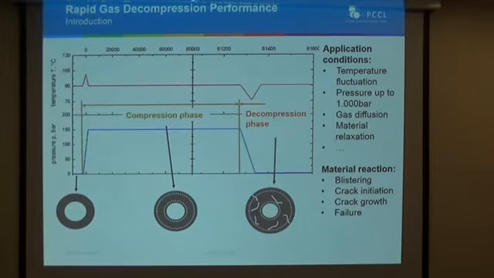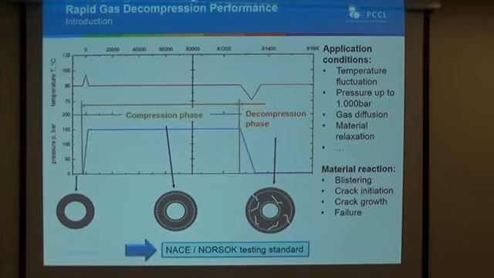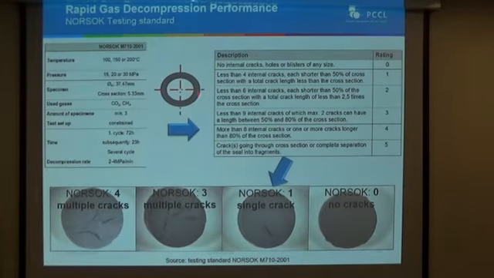To describe this, we have NORSOK testing standards. These testing standards use such components, see the next slide, with a defined temperature, a defined pressure, gases, and also time and depressurization rates. After we have applied this elastomeric material to the autoclave test or pressurization test, we cut the material into 4 pieces, and then we rate the cross-section according to the NORSOK testing standard rating matrix. Under the microscope we see such pictures where we have cracks, and then we have a ranking from 0 to 5.